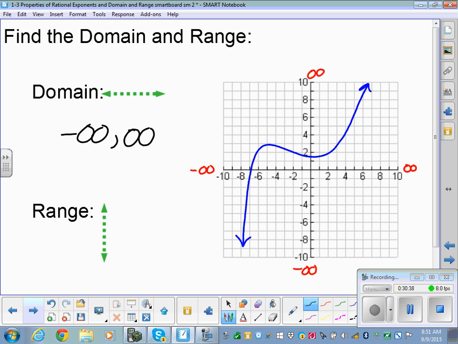We're not talking up and down at all with domain. We're talking left and right. Questions on that one? Okay, let's now shift our eyeballs again. Now we're talking range. Up and down. Where's my function going? Up and down. Negative and positive infinity. Good. It's going to negative infinity and it's going to positive infinity.